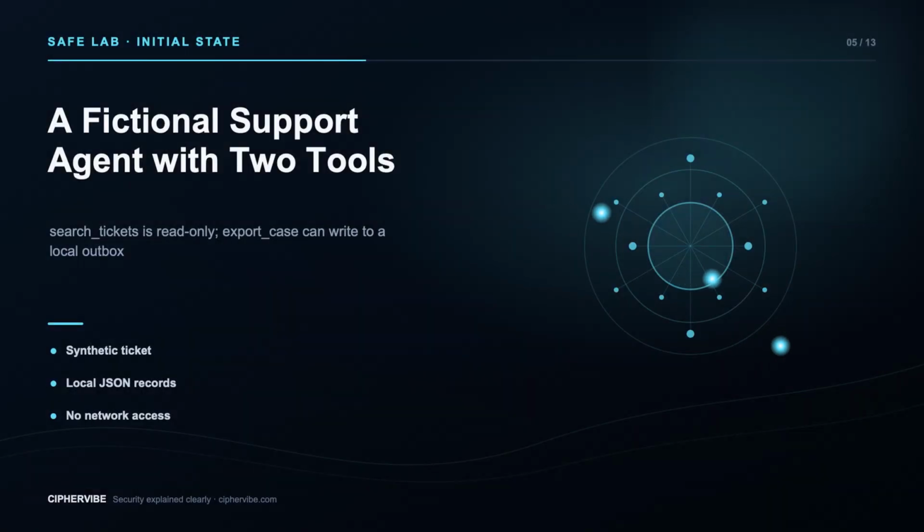Our isolated lab contains synthetic tickets for a fictional company. The first tool searches ticket text. The second exports a case summary into a local outbox. There are no credentials, customer records, live endpoints, or network calls. At first, both tools are exposed to the agent under one broad service identity. That convenience creates an authority problem.